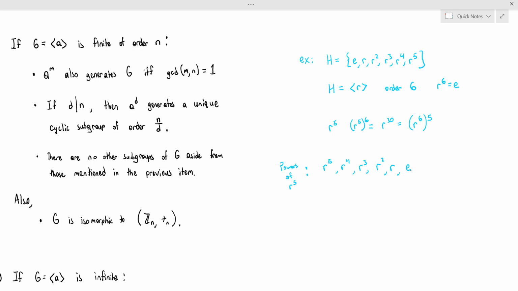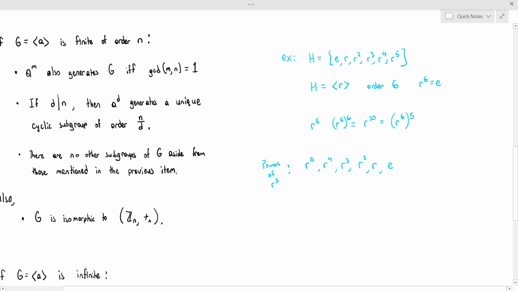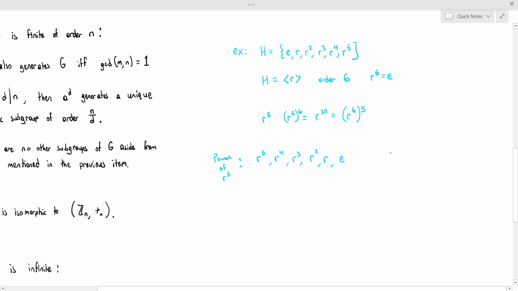So what I want to notice then is when we consider the group generated by r to the 5th, considering all the powers of r to the 5th, it actually gives us the entire group H. We got every single element of H just by taking powers of r to the 5th power.